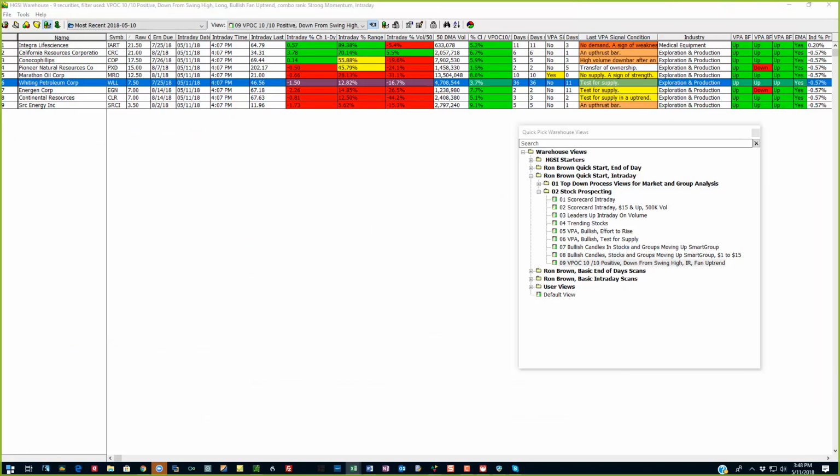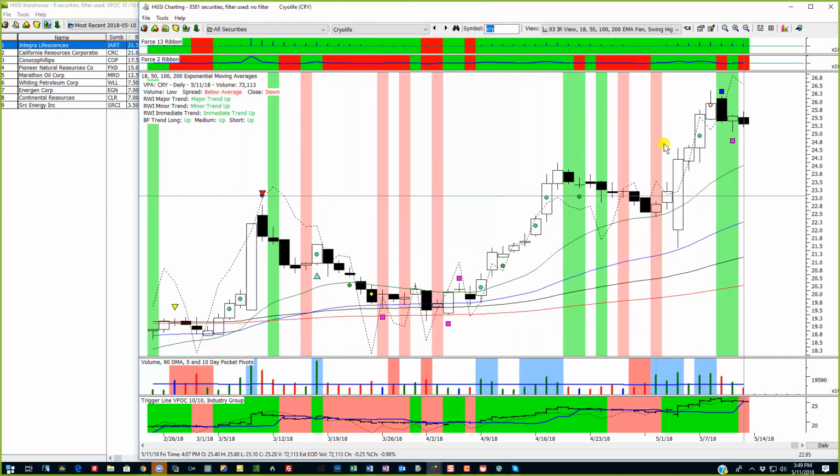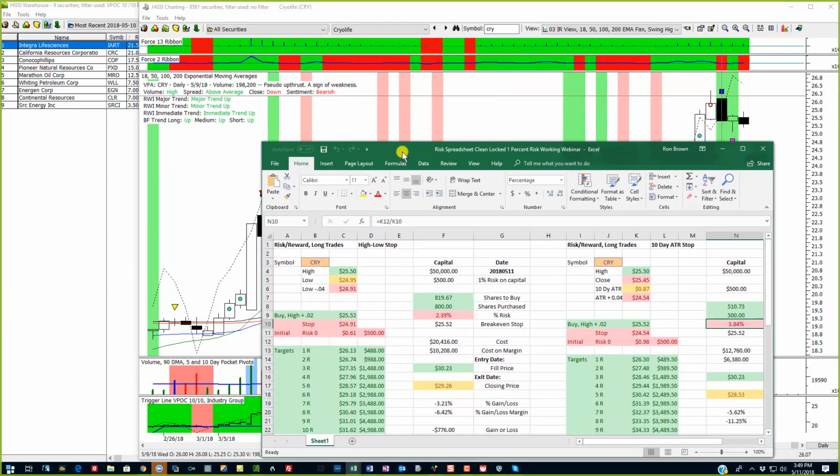Let me bring up CRY. It did not get filled today, but I want to use it as an example. Okay, you can see the green line here. This is from this right here. I like this because it was a low volume test. It was down from the swing high. If it took out this high, I was going to buy it. And it didn't get anywhere close. But this is how I determined this spreadsheet.